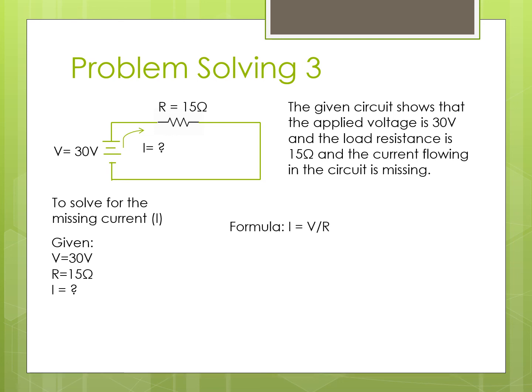Our formula for finding the current is I is equivalent to V over R. So substituting, it will give us current is equivalent to 30 volts over 15 ohms. So current is equivalent to 2 amperes.